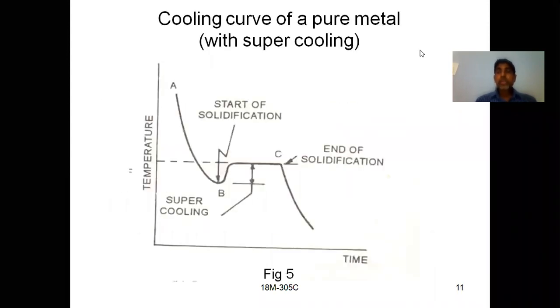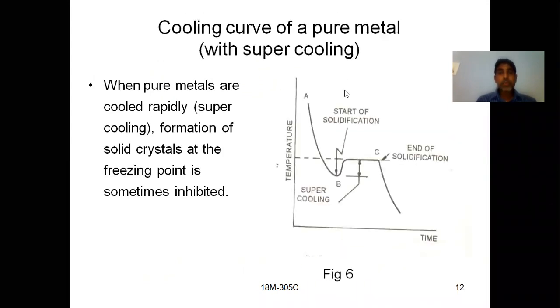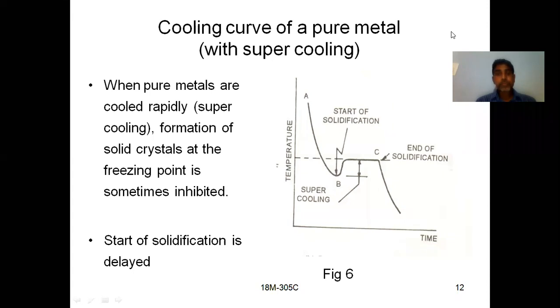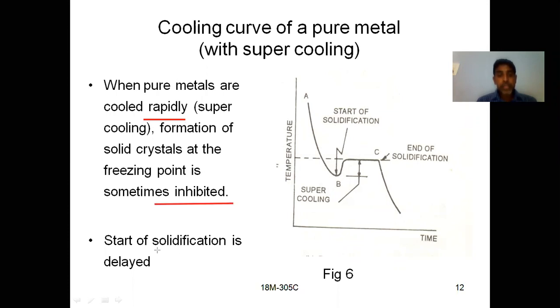See this one. Now we will discuss the same cooling curve of a pure metal with supercooling. So what will happen when we go for supercooling? When pure metals are cooled rapidly, supercooling is nothing but rapid cooling. So when you go for rapid cooling, formation of solid crystals at the freezing point is sometimes inhibited and the solidification process is delayed.